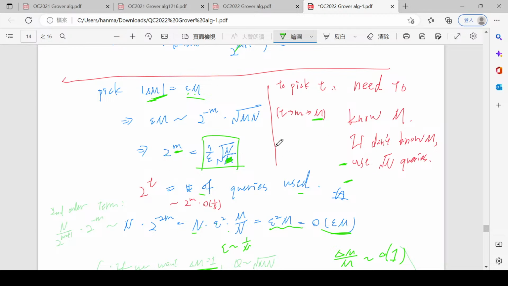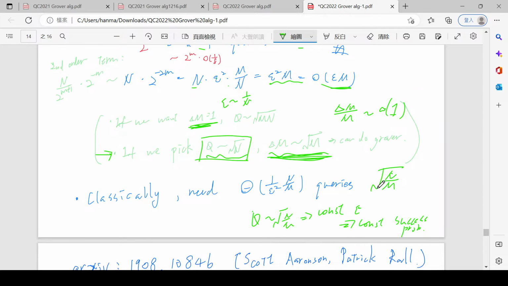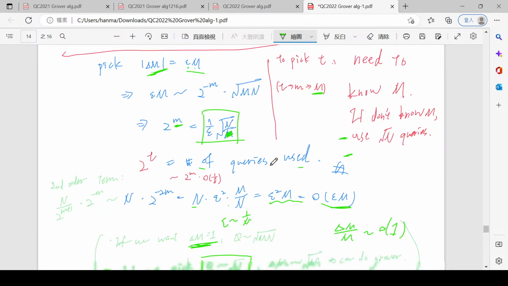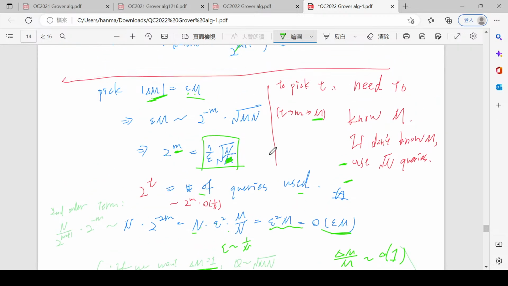I think this is what the textbook does, right? This is why he just said this. So you can just use square root n times 1 over epsilon queries, then you will know your m to 1 over epsilon, because you're using more precision than required. Okay. But if you want to keep your 1 over m scaling, then you need to do something smarter.